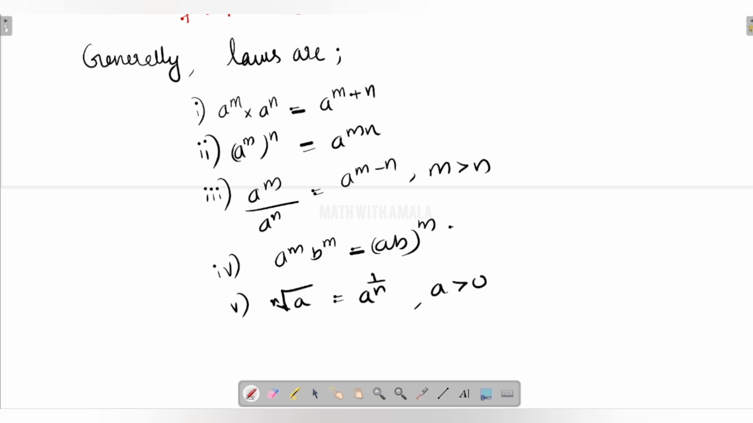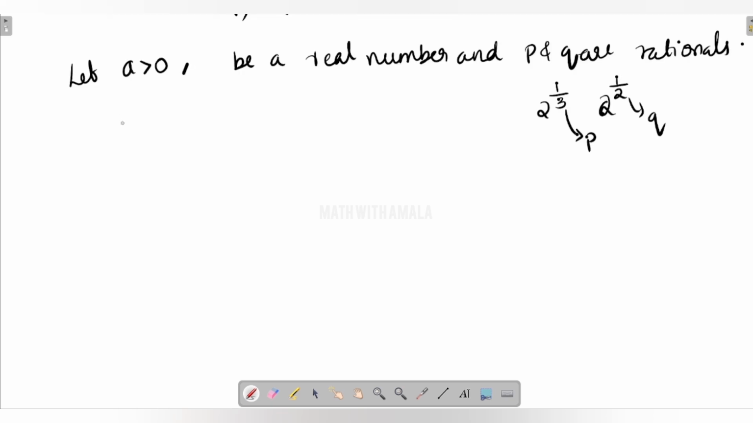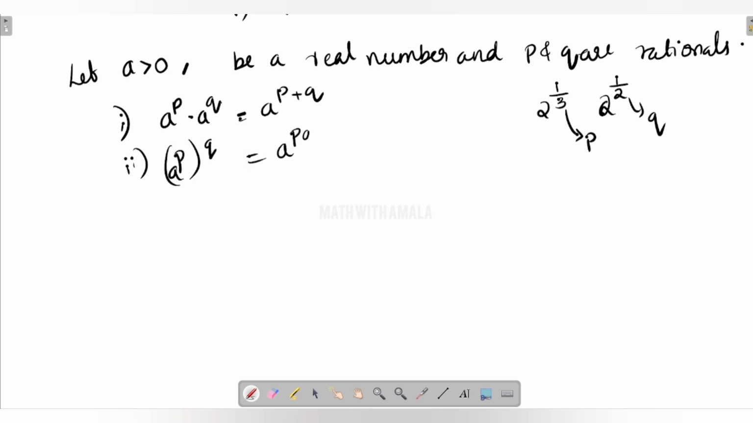Next is the nth root of a. I have added this also in this section. The nth root of a can be represented like a raised to 1 by n, where a is greater than 0. For example, let's take square root, that is a raised to 1 by 2. Cube root, a raised to 1 by 3. Let us take a greater than 0 and let it be a real number, and p and q are rational numbers. So I have given here 2 raised to 1 by 3, 2 raised to 1 by 2. Here 1 by 3 and 1 by 2 are p and q respectively, which means we are giving the power as a rational number or a fraction.